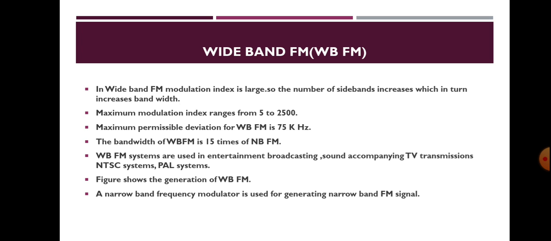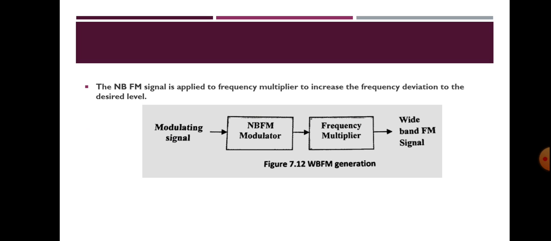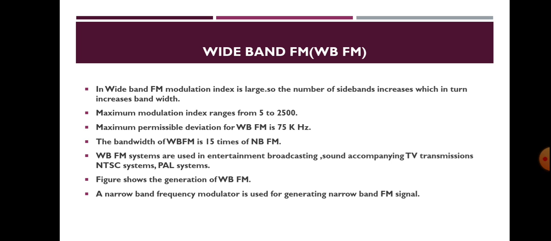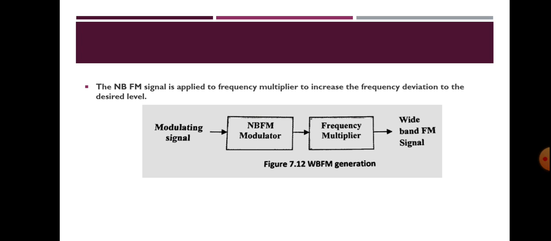The figure shows the generation of the wideband FM signal. In this case, a modulating signal is applied to a narrowband FM modulator so that it will produce a narrowband FM signal, and this narrowband FM signal will be given to the frequency multiplier where the frequency is increased. As a result, a wideband FM signal will be produced. So, a narrowband frequency modulator is used for the generation of the narrowband FM signal, and the narrowband FM signal is applied to the frequency multiplier to increase the frequency deviation to the desired level. As a result, the wideband FM signal will be generated.